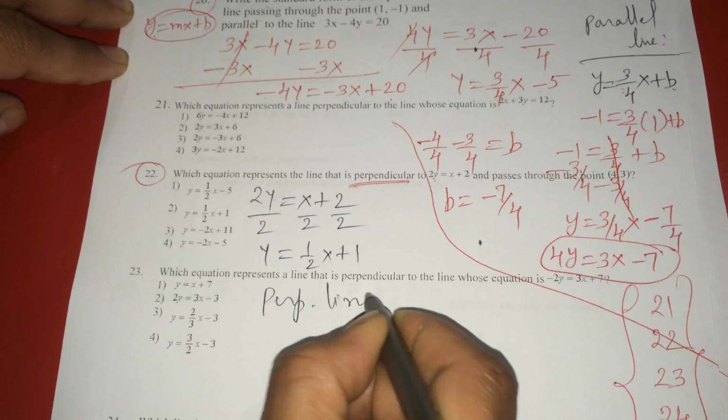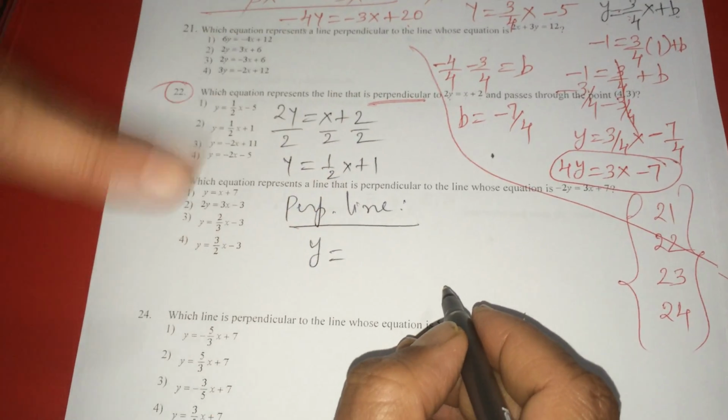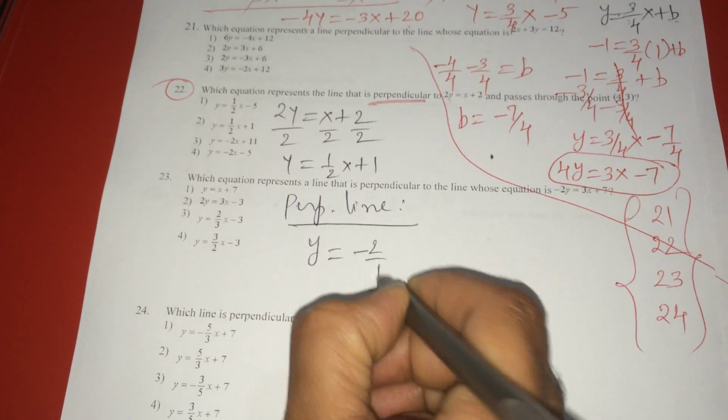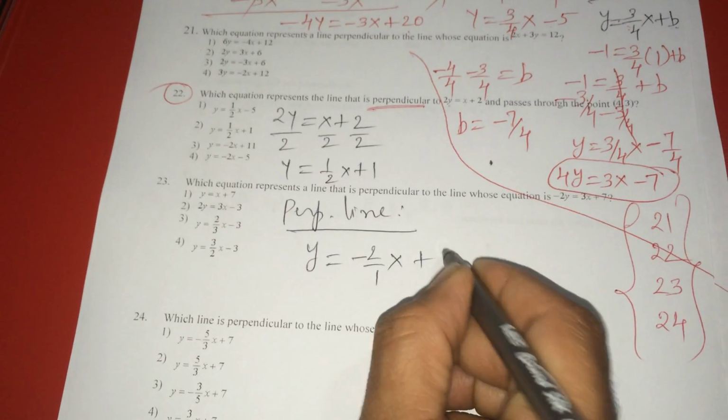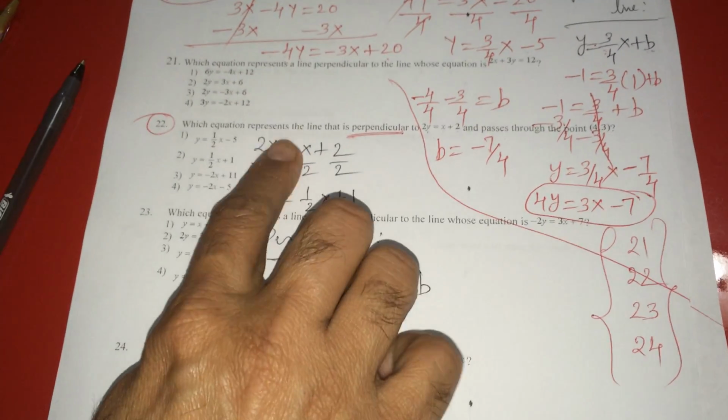So the perpendicular line you will get like this: y is equal to, for 1 over 2, negative 2 over 1 x plus b. Like this you have to write the perpendicular. If we know the b value, we are done for this problem.